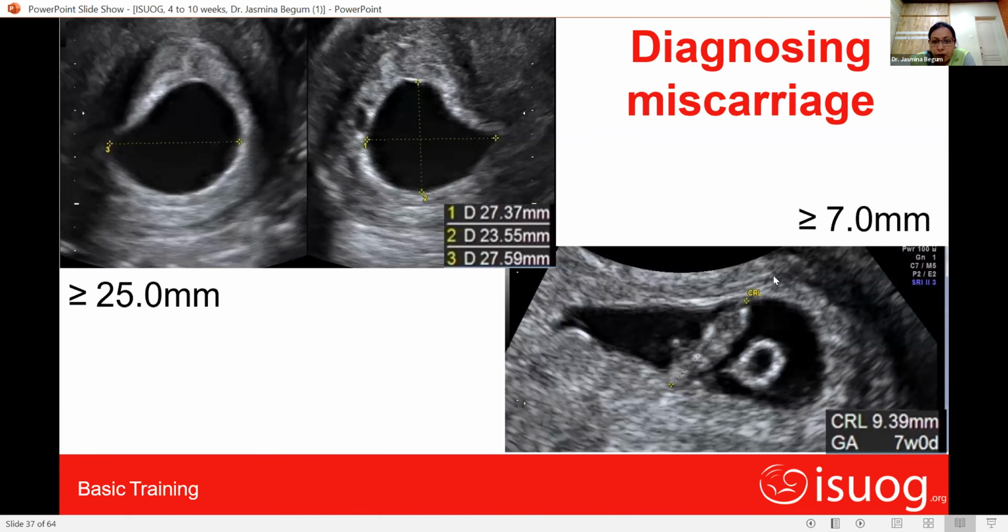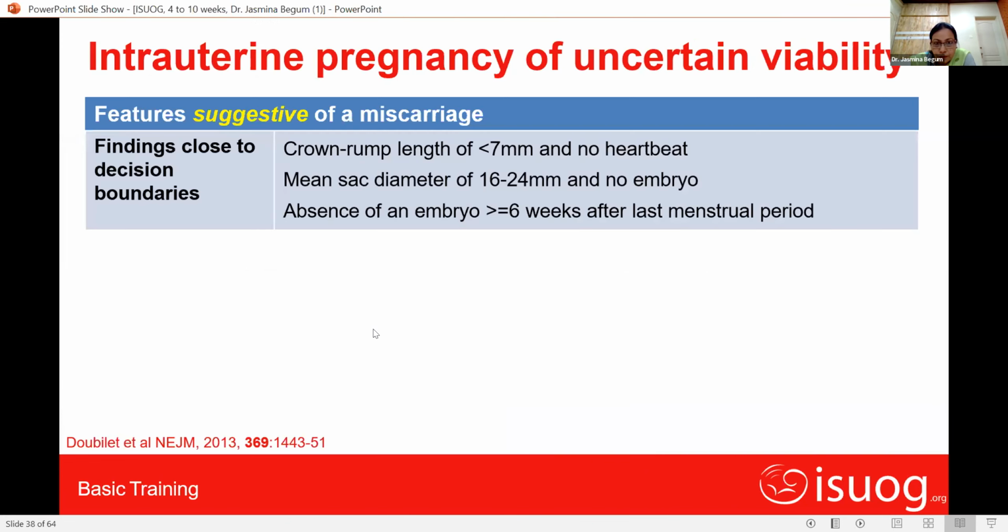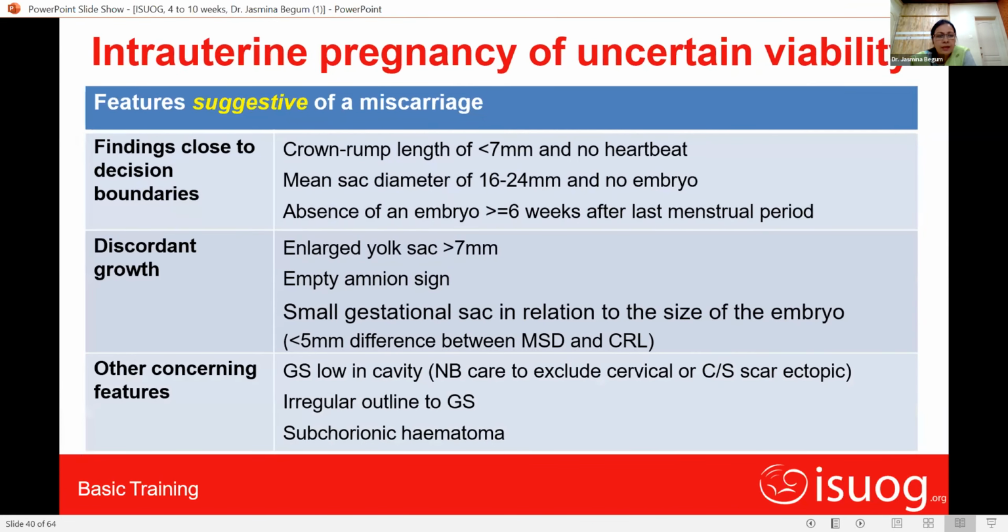Another important, second criterion is when the CRL is more than or equal to 7 millimeter, but there is no appearance of cardiac activity, then it is a case of miscarriage. So these are a few criteria that are suggestive of miscarriage. That means it's a warning. This pregnancy may become a viable intrauterine pregnancy, or it may be a non-viable intrauterine pregnancy. So it is an intrauterine pregnancy of uncertain viability.